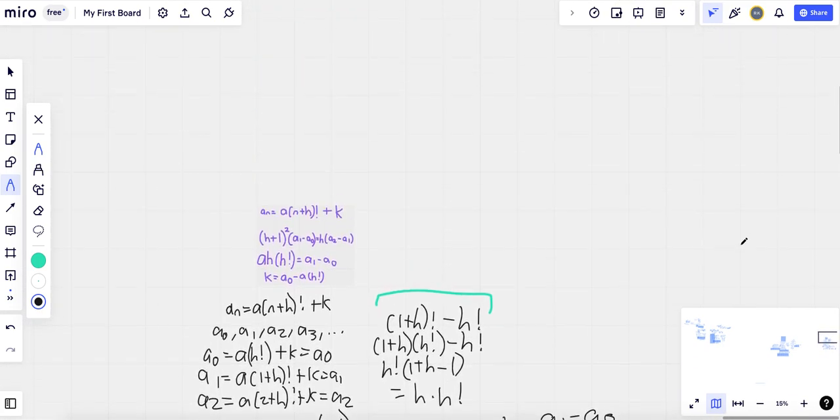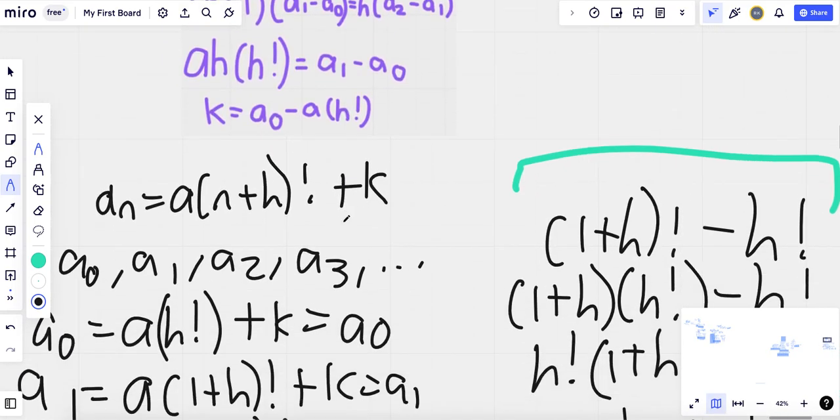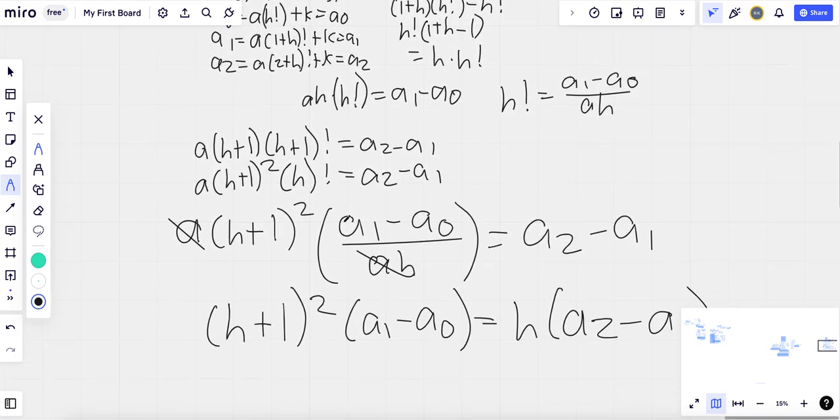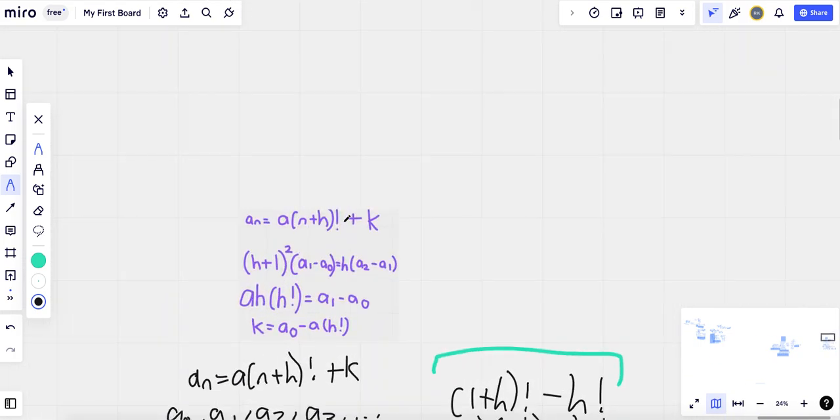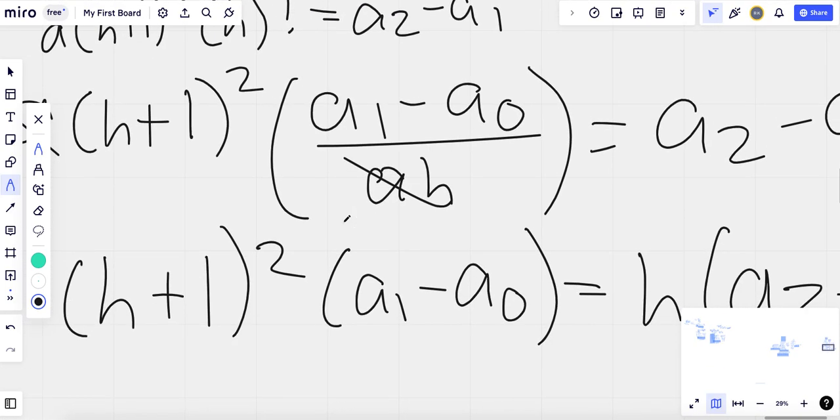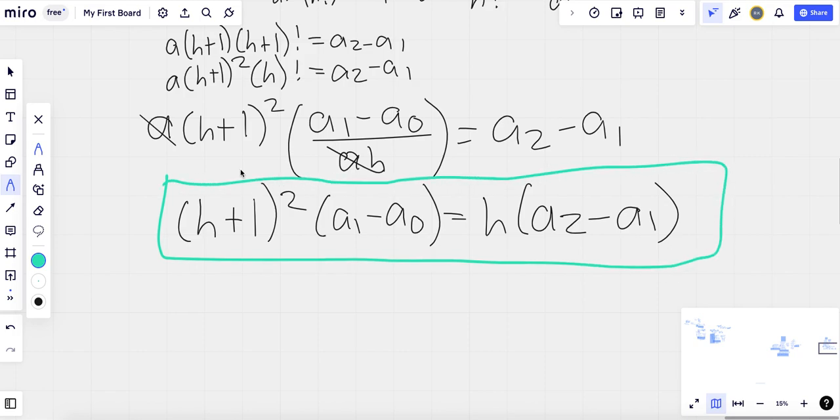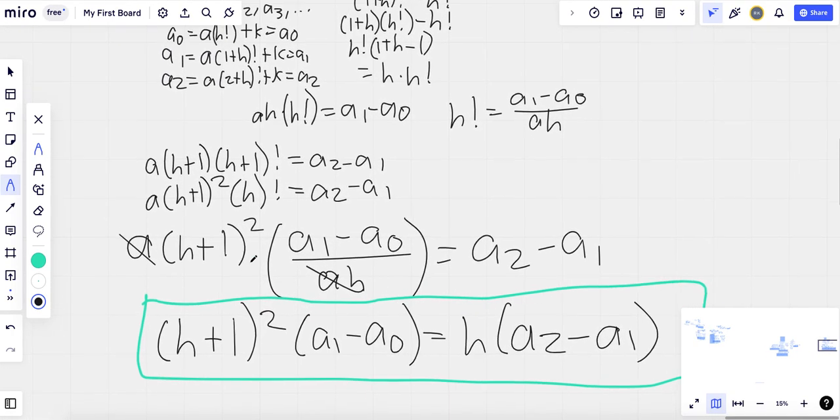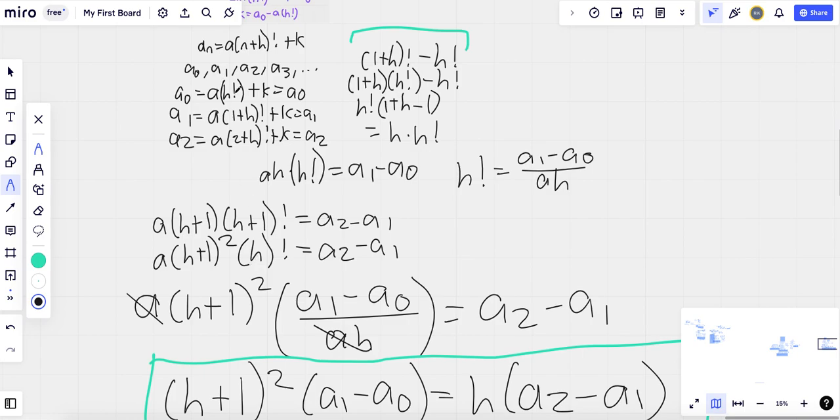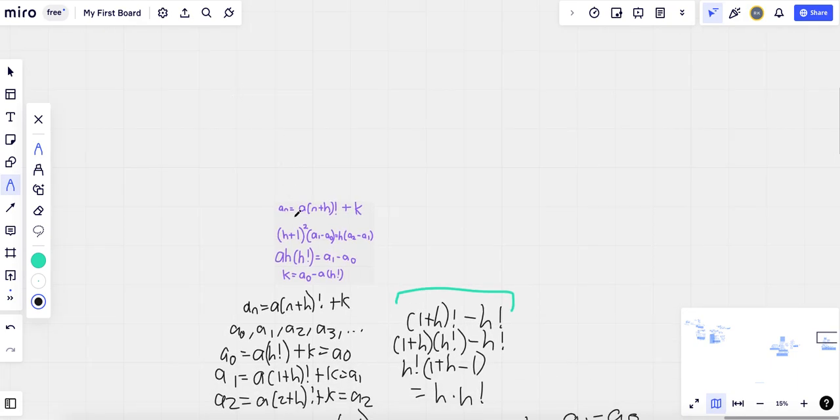And if we see what we have up here, it matches. (H plus 1) squared times (a1 minus a0) is equal to h times (a2 minus a1). And this equation is really helpful because we just have one variable and only constants. So we can solve for h. So using this, we can find h, and then from a previous equation, we can also find what a is. And this is all summarized in this table here.